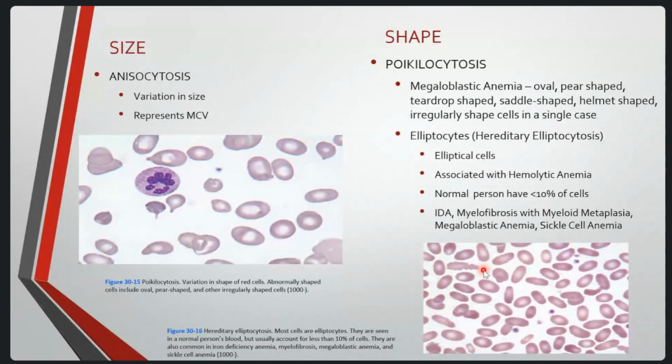This is more significant because it is associated with hemolytic anemia, but normal persons can still have elliptocytes up to 10%. Associated conditions include iron deficiency anemia, myelofibrosis with myeloid metaplasia, megaloblastic anemias, and sickle cell anemias.